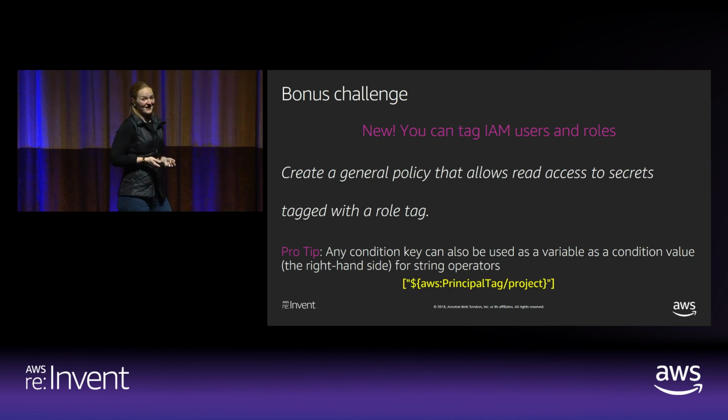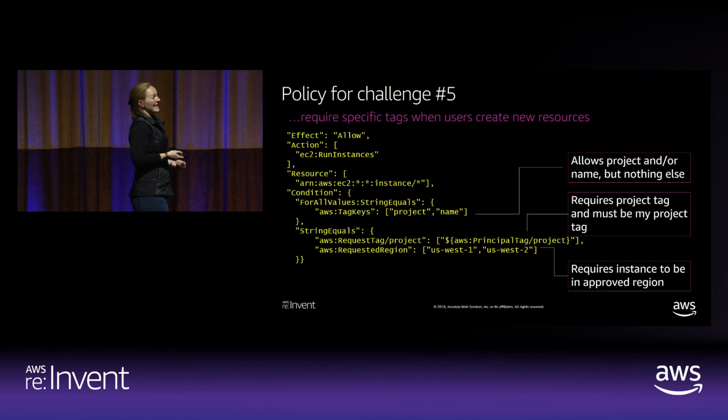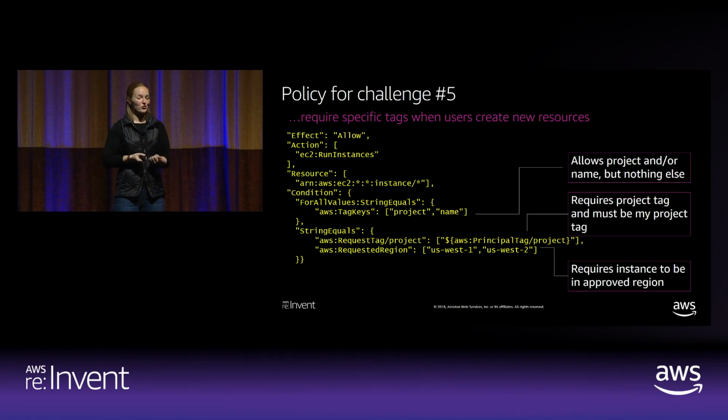And all I did was find and replace. So the same policy, and I just changed dorky to your project tag. So now we have the same thing. We have, hey, you can launch instances, you pass in project or name, but I require you to pass in your project tag.